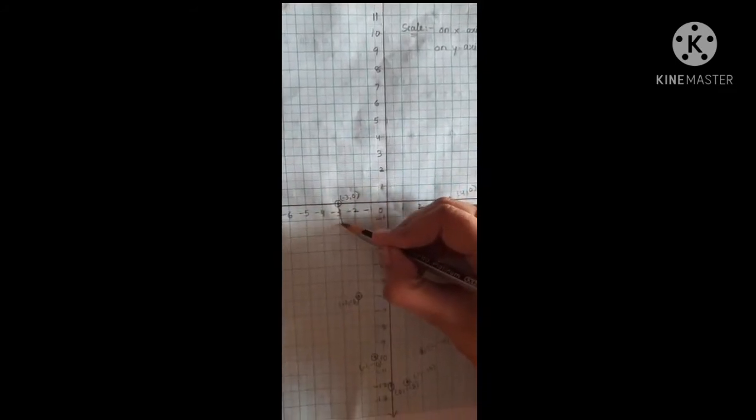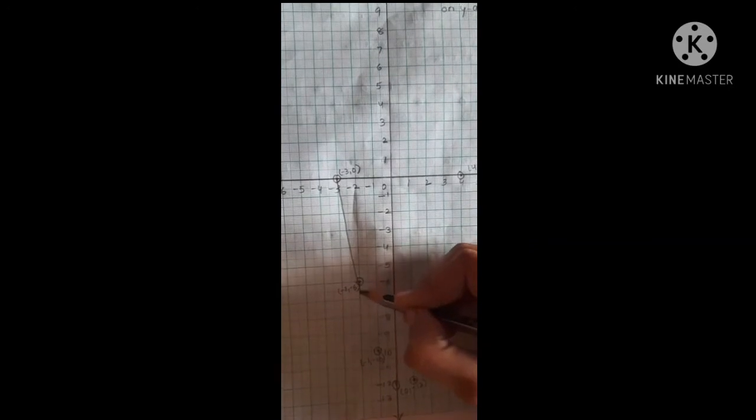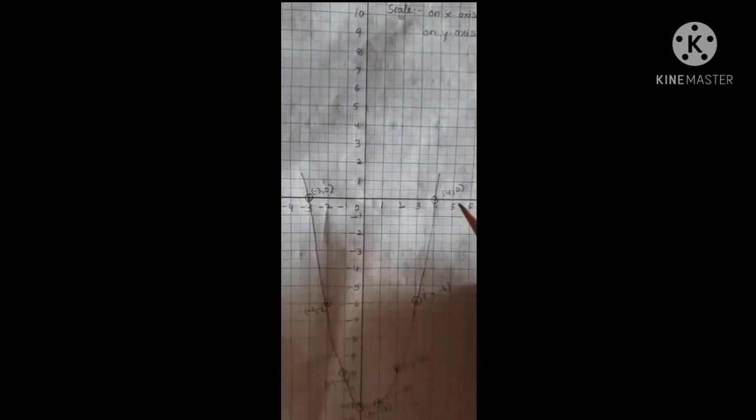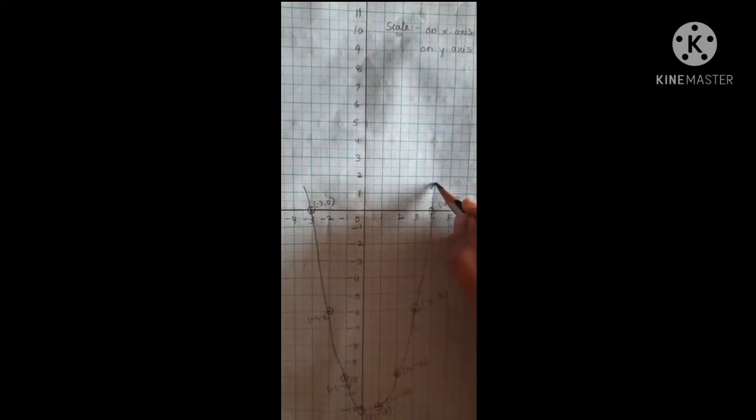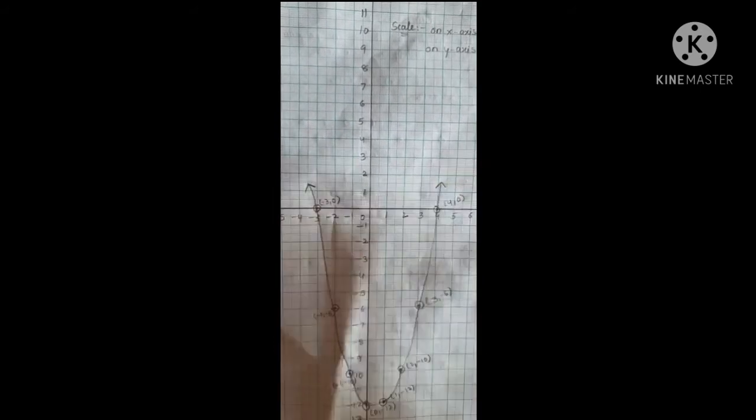We just join these points on the graph with free hand. It gives a shape. So slowly join the points with free hand. Don't use any scale. So extend it. If you observe the graph, it shows a parabola. The shape of the graph is a parabola. So just keep arrow marks on both sides of the parabola.